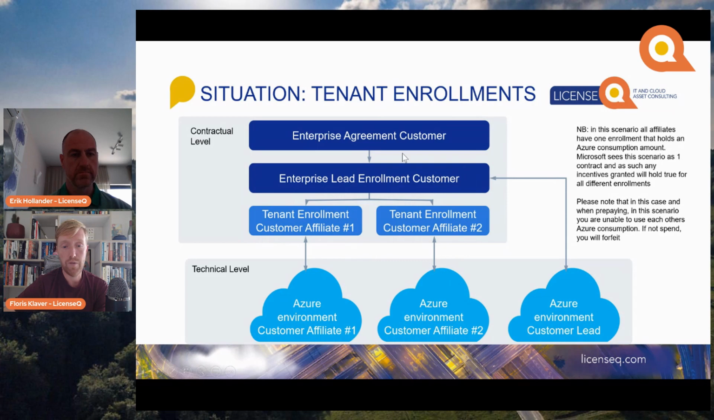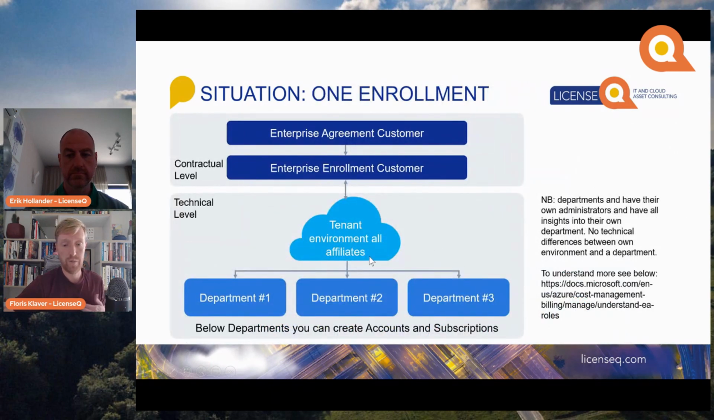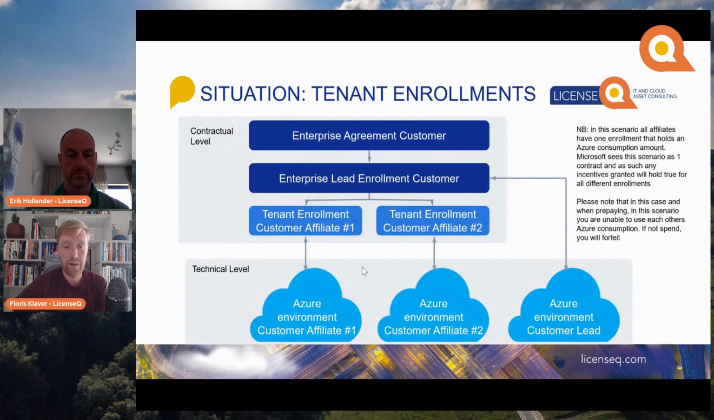So you can set up the first contract, add tenant enrollments to it, and in that sense, you have separate technical environments. You're not sitting in one technical environment, as is the case here. The only thing that will happen here, where no alterations can be made, is that billing will roll up to the enterprise level. So all the billing will happen towards the lead enrollment and not to the tenant enrollments.